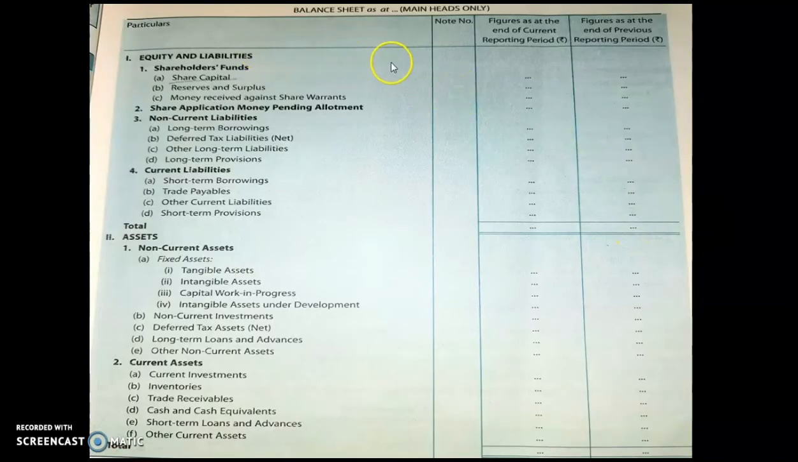Children, you are familiar with the balance sheet of a company. You know that the balance sheet is in this vertical form. We have, as Roman letter 1, equity and liability, and Roman letter 2, assets. There is subclassification in each of these items. The first item under equity and liability is the shareholders fund, and under shareholders fund, the first item is share capital. Today we are going to discuss this share capital and its various subclassifications.